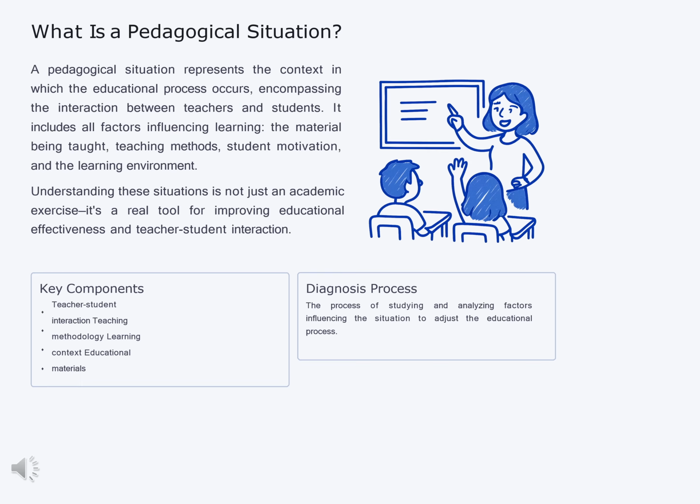A pedagogical situation may be understood as the concrete context in which the educational process takes place. It includes the interaction between teacher and students, the material being taught, the methods employed, the level of student motivation, and the broader learning environment. In other words, it is not a single isolated event, but a complex set of interrelated conditions that shape learning.